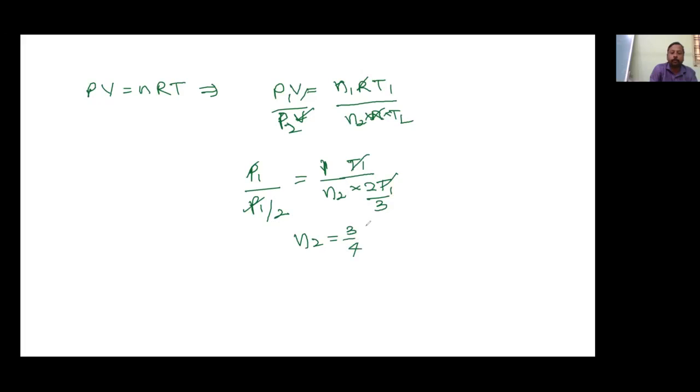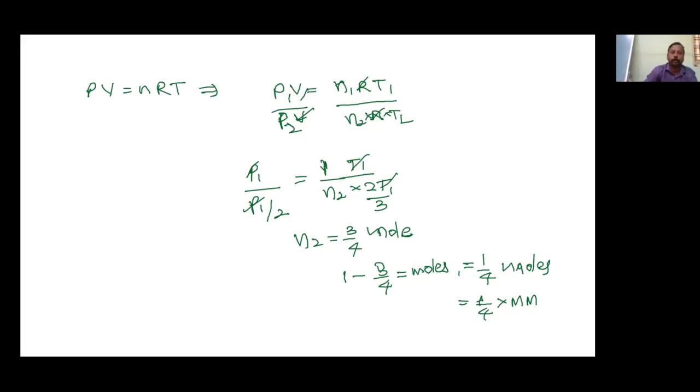So 3/4 moles are finally available in the container. Escaped will be 1 minus 3 by 4 moles. That means mass will be moles into molecular mass. So this will give you 1 by 4th moles escaped. To convert into mass, what will you do? 1 by 4 into molar mass. So this is the answer.